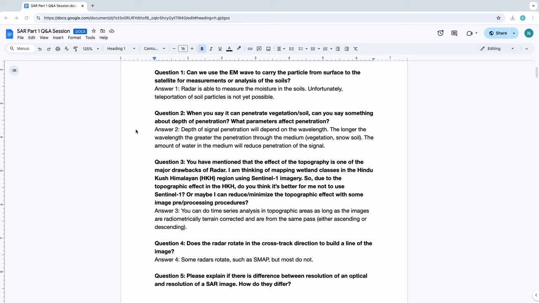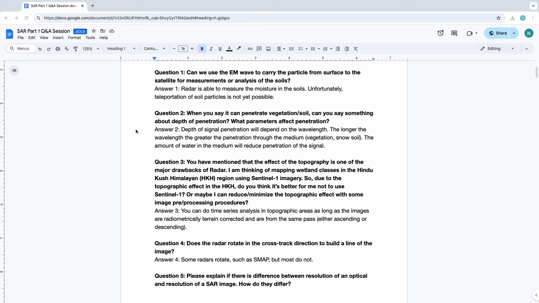Question number two: when you say it can penetrate vegetation and soil, can you say anything about depth of penetration and what parameters affect penetration? The depth of signal penetration will depend on the wavelength. The longer the wavelength, the greater the penetration through the medium, meaning a volume of vegetation, snowpack or soil. Also, the amount of water in the medium will reduce penetration of the signal. I showed that example of the signal at L-band penetrating through very dry soils up to 2 meters. However, if those soils were wet, you would not be penetrating that depth. You would probably be penetrating the first couple of centimeters, 5 or 8 centimeters, depending on the wetness.